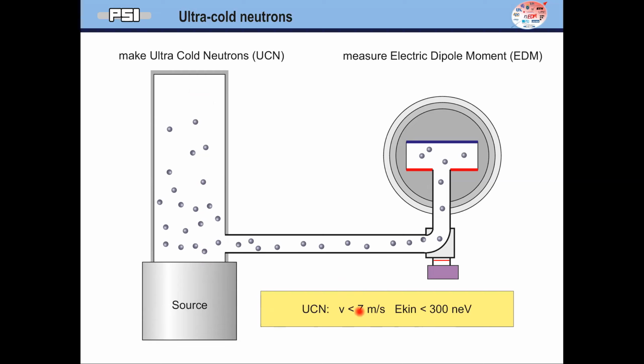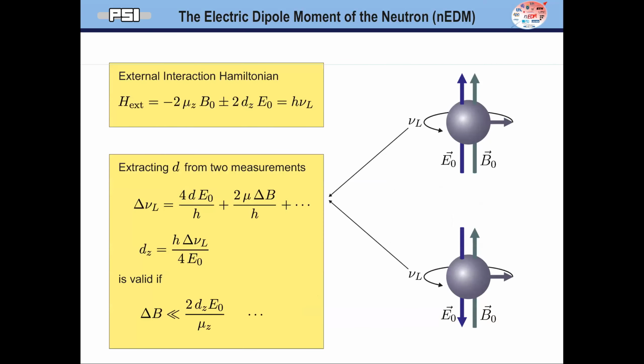Another interesting property is that we can guide those neutrons into our experiment from the source to the experiment because they totally reflect on neutron guides. I mean, they're so slow that they cannot penetrate the material. So this is an efficient way to generate neutrons and to fill them into an experiment. And then we can actually close a shutter at the experiment and observe the neutrons for hundreds of seconds. And what we measure is the Larmor precession frequency of the neutrons.